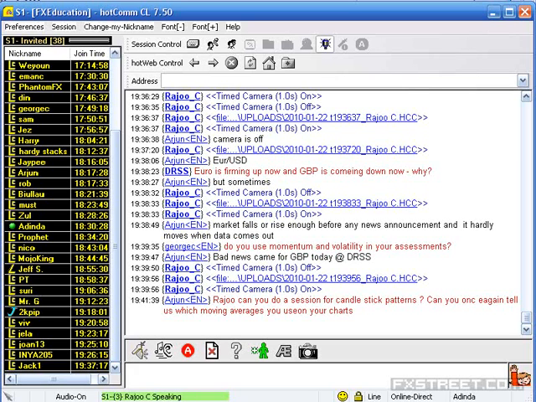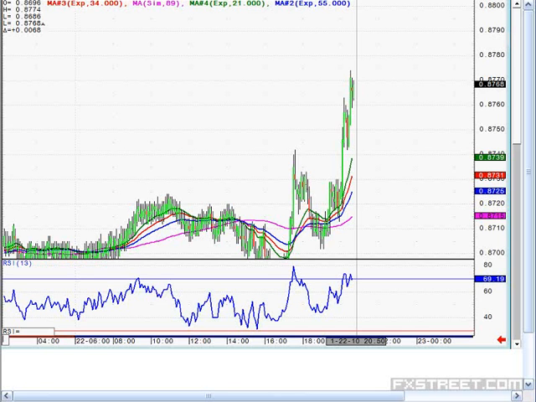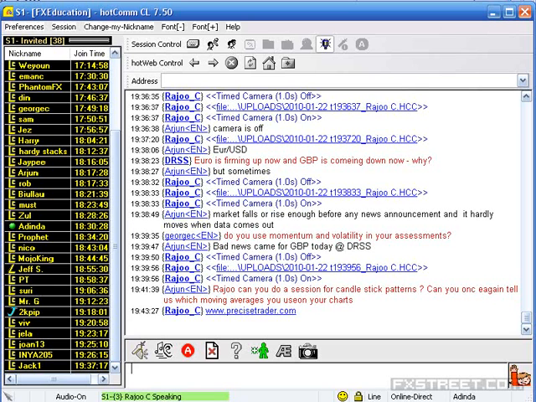Okay. The next question is, can you do a session for candlestick patterns? See, we do not mind teaching on this, but this session is mainly for discussing different crosses. So if you feel that you want to discuss candlesticks, maybe you can write to us. Our website is precisetrader.com. I'll give you the address, so we can arrange a session.